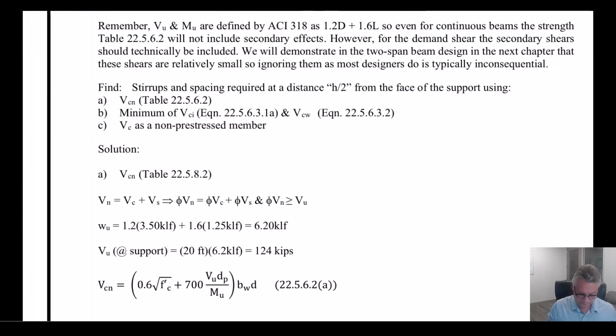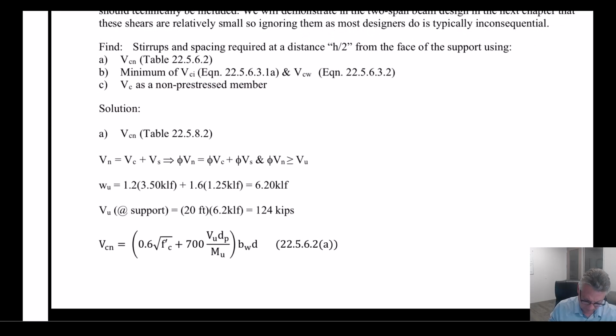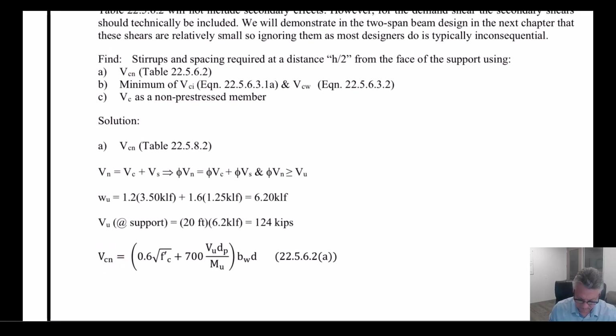So start with VCN. For the life of me, I don't know why I wrote all this stuff. It's kind of the obvious stuff, but bottom line is VN has got to be greater than or equal to VU. And the trick, all the work we're going to do is really right here, figuring out what VC is. So our first stab at VC will be to look at VCN. Okay, we went over that. I point out one more time that there's really nothing in this equation that has the slightest bit to do with the fact that this is a pre-stressed member.